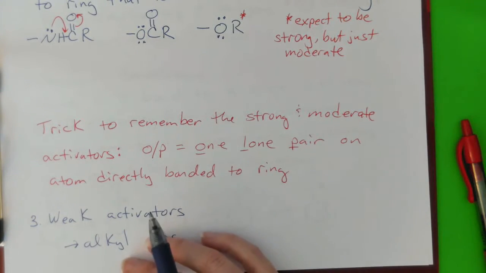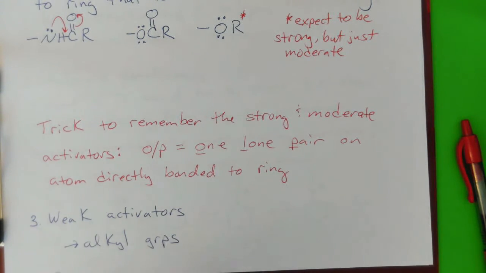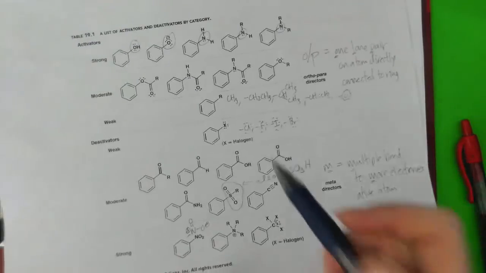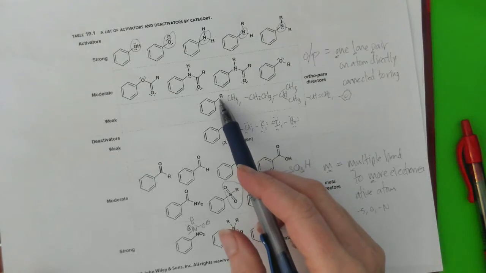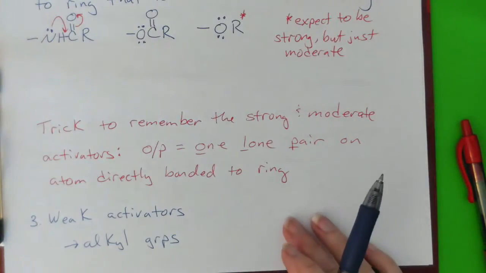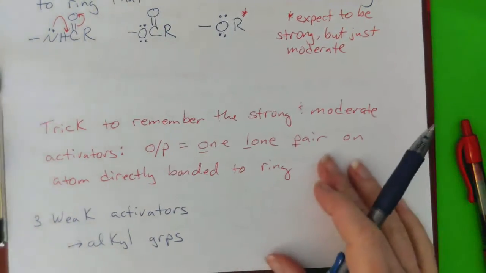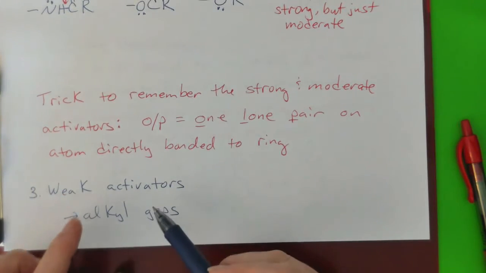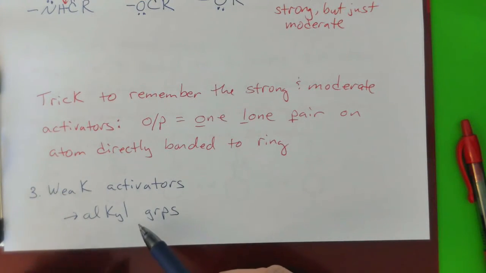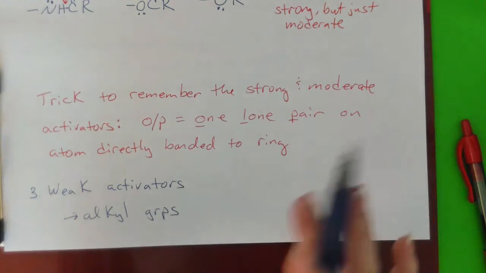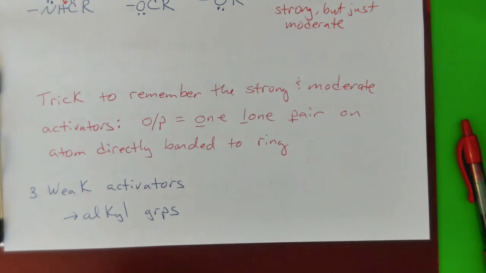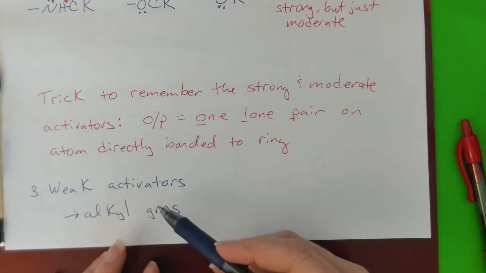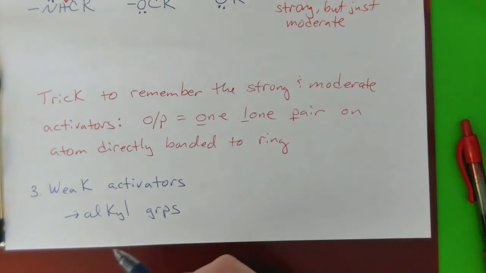So what about the weak activators? The only example of a weak activator is the alkyl groups. So R is an alkyl group. Alkyl groups are weak activators. Remember, for alkyl groups, you just have the inductive effect. There's no resonance effect. And remember that the more R groups there are, the more polarizable, the stronger that inductive effect is going to be.